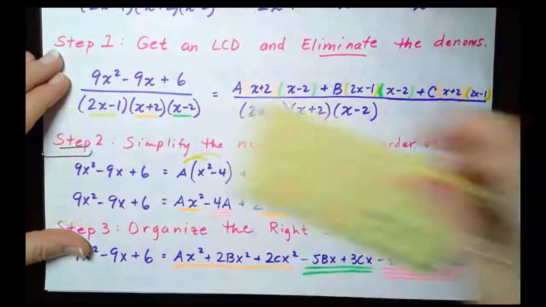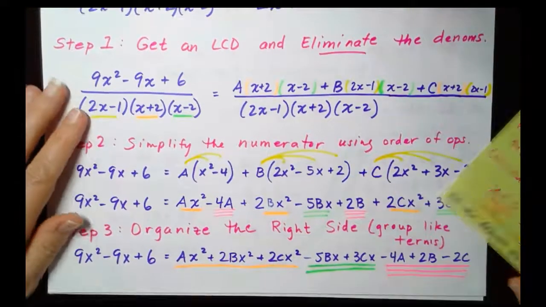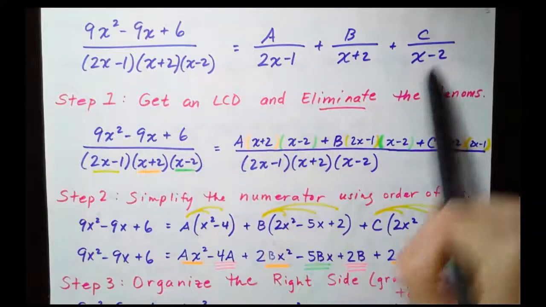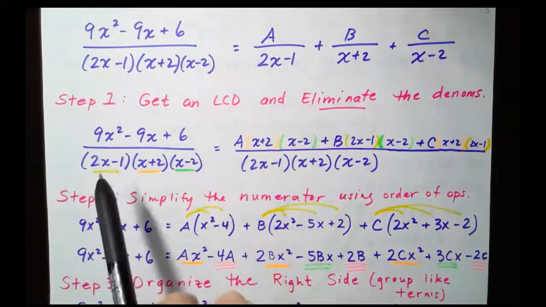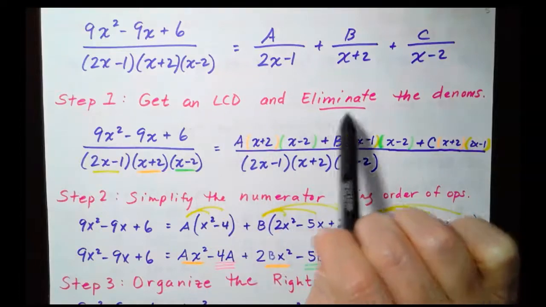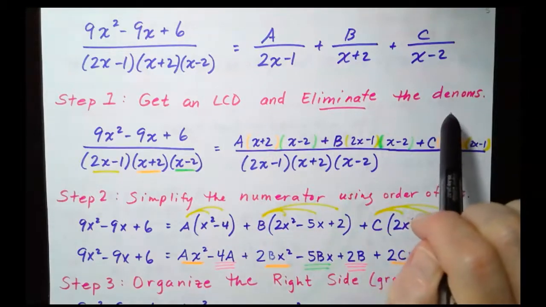Okay, so I've just recopied the same problem up at the top here. We have the same thing I just had on the second page. Our step 1 is to get an LCD and eliminate the denominators.